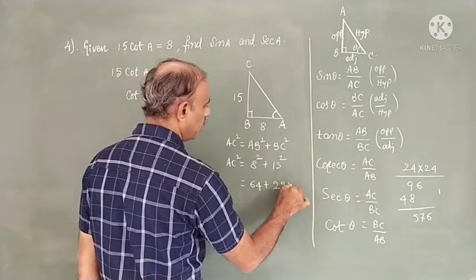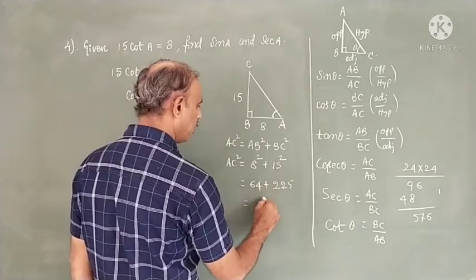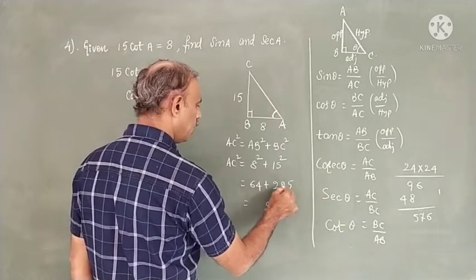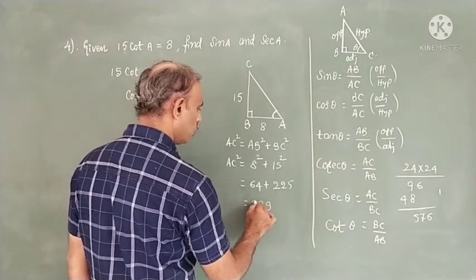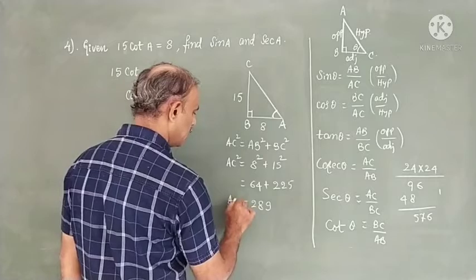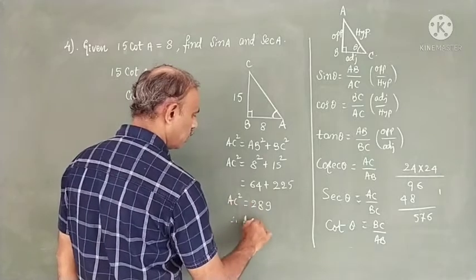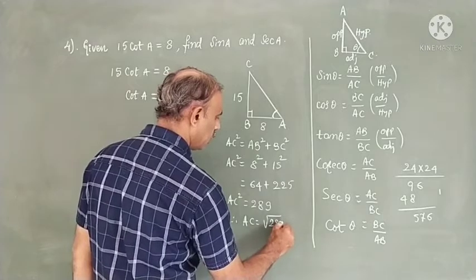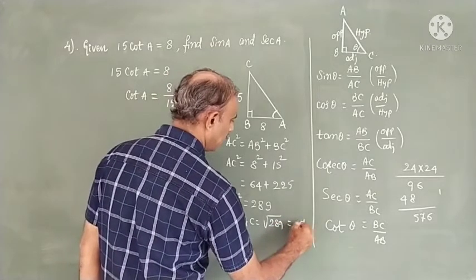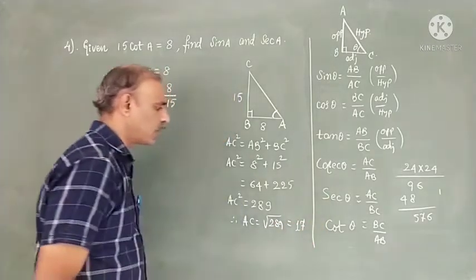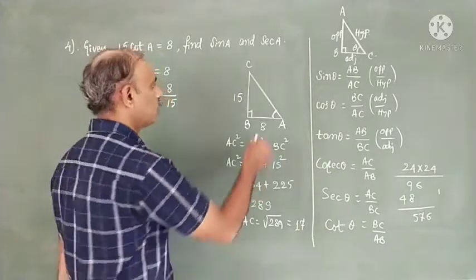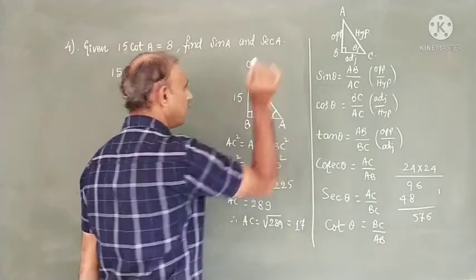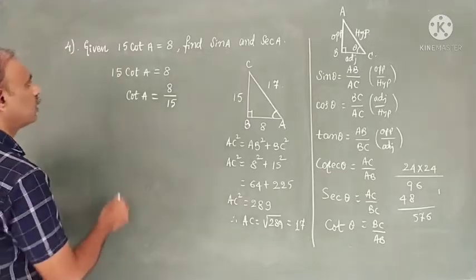8 square is 64, 15 square is 225. If you add them up, you get 289. What is this? AC square. So what is your AC? Root of 289, which is equal to 17, since 17 square is 289. So right here, 17. Finished. Afterwards, what do we want?